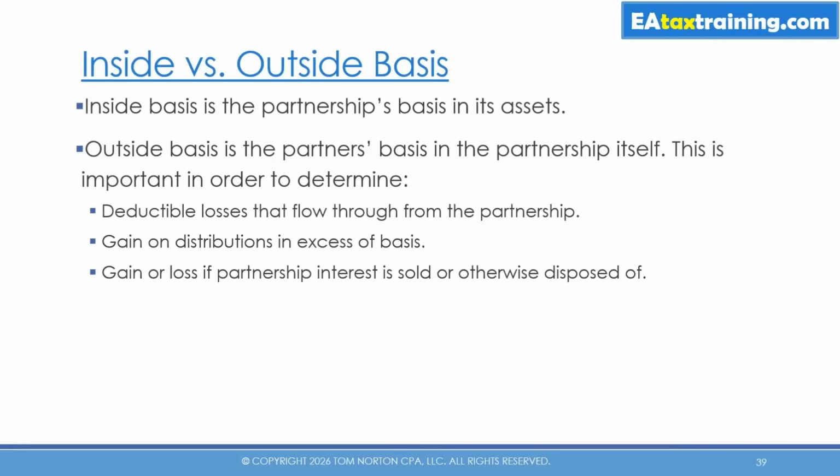We'll talk about that. It's also important to be able to calculate any gain on distributions from the partnership in excess of your basis. If you get more money out of the partnership than you put in, that is a gain, so you need to know your basis in order to compute that. Then you also need to know your basis in case you ever sell your partnership interest. It's an asset, and you need to compute your gain on the sale of that asset. You take the sales price, subtract your basis, and that's your gain on sale. So you need to know your basis for that as well.